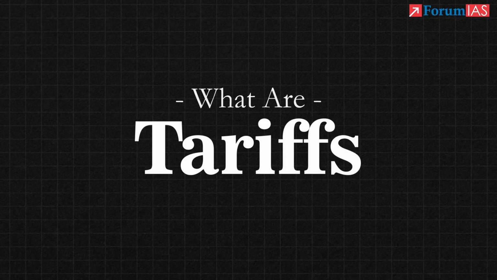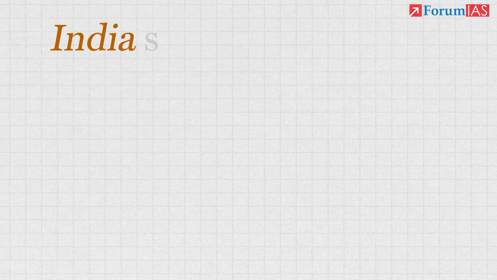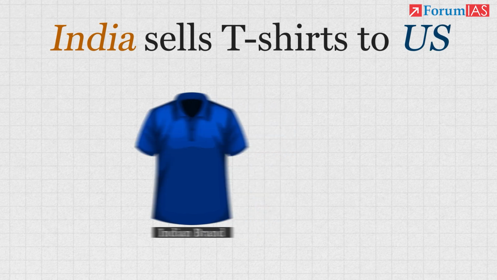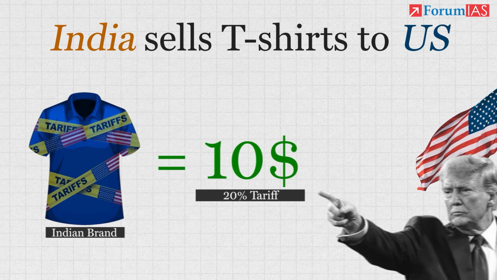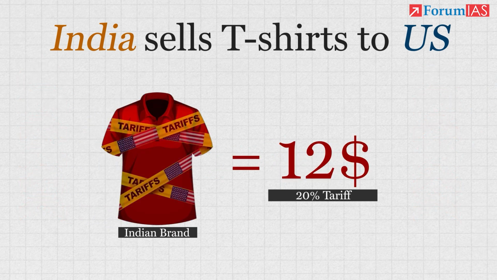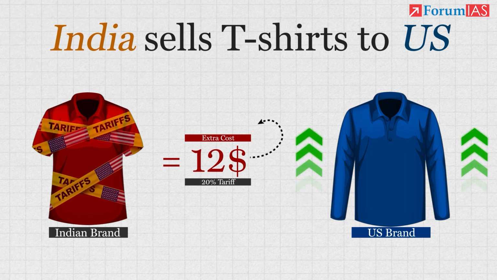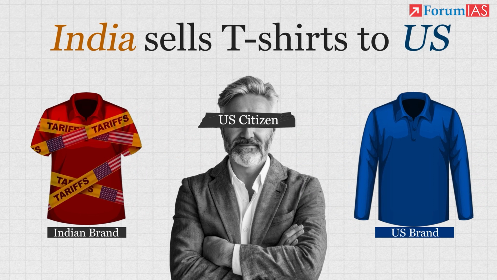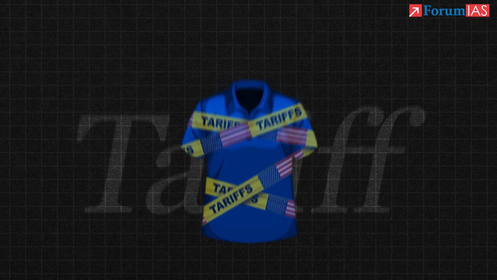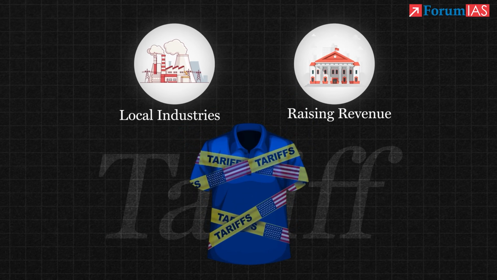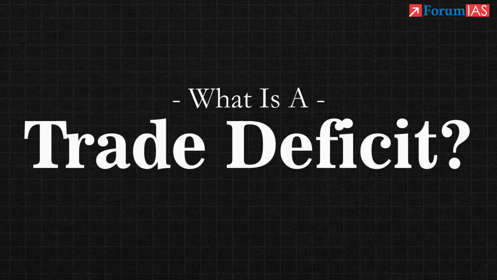What are tariffs? Tariffs are simply taxes on goods that come from other countries. Let's say India sells t-shirts to the US and the cost of a t-shirt is $10. If the US puts a 20% tariff on it, now it will cost $12 for the American buyer. That extra cost makes local US-made t-shirts more competitive, which means it will be cheaper to buy US t-shirts than Indian t-shirts. So tariffs help protect local industries, raise money for the government, and sometimes punish other countries for unfair trade. What is a trade deficit then?